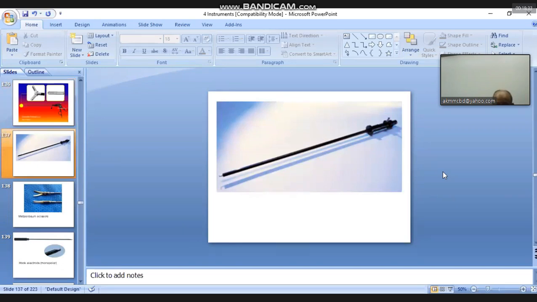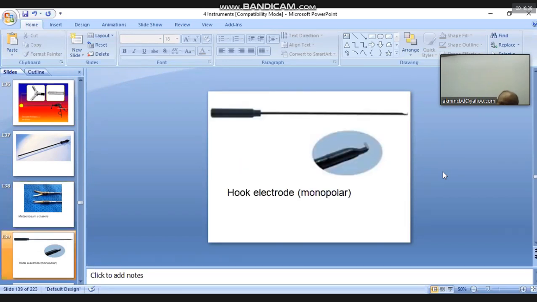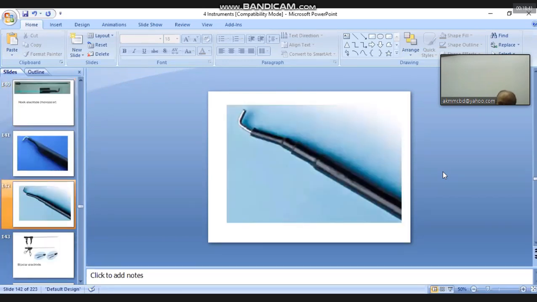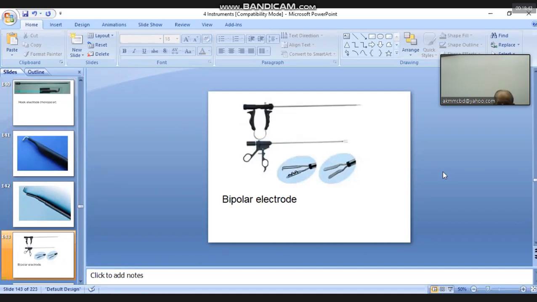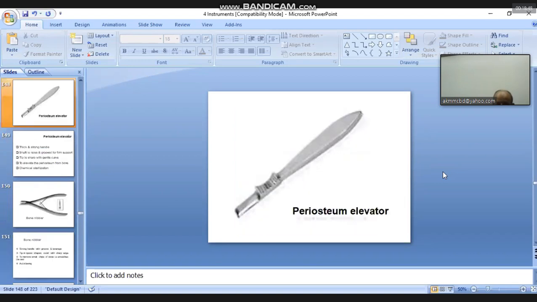This is sucker, scissor, hook, monopolar hook, bipolar hook, clip applicator. I think that's all. If you can learn these several instruments, probably your laparoscopic instrument part will be covered.